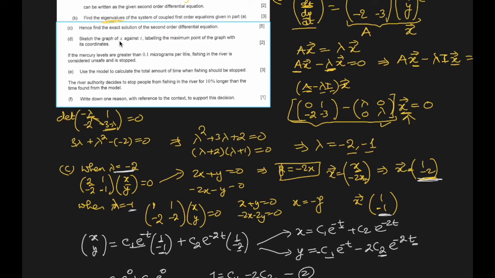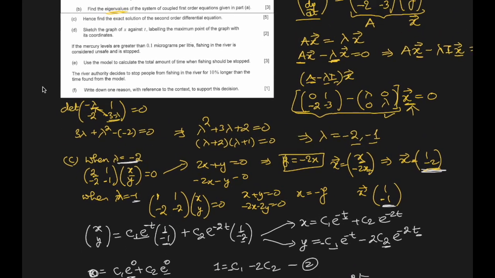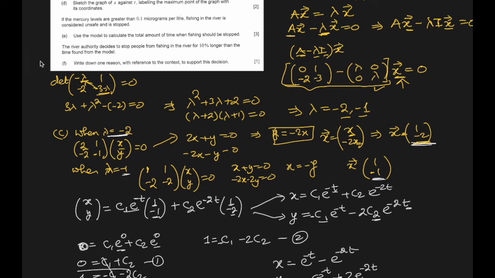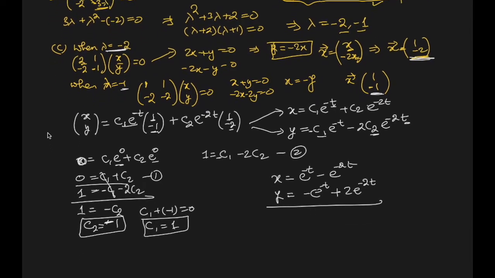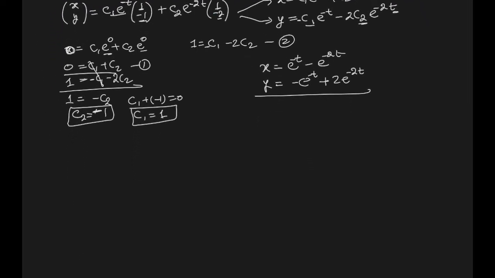Sketch the graph of x against t, not e, okay, x against t. That means the first equation we had, the equation of x, we had to draw its graph, x against t, labeling the maximum point of the graph with its coordinates. Okay, only the maximum point. Since we have to sketch, we can just sketch it anyhow. So let's do it this way.